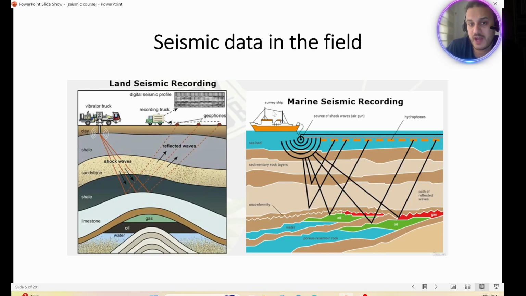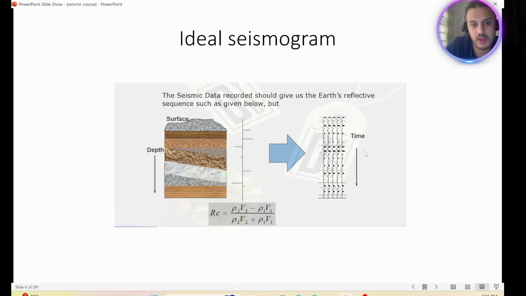For marine, we have a survey ship, and we have the hydrophones. In the marine case, we call them hydrophones. On the land, we call them geophones. Same principle. So when the seismic wave goes through the rocks, depending on the stiffness of the rock, we go from depth, and at the end we get the time.